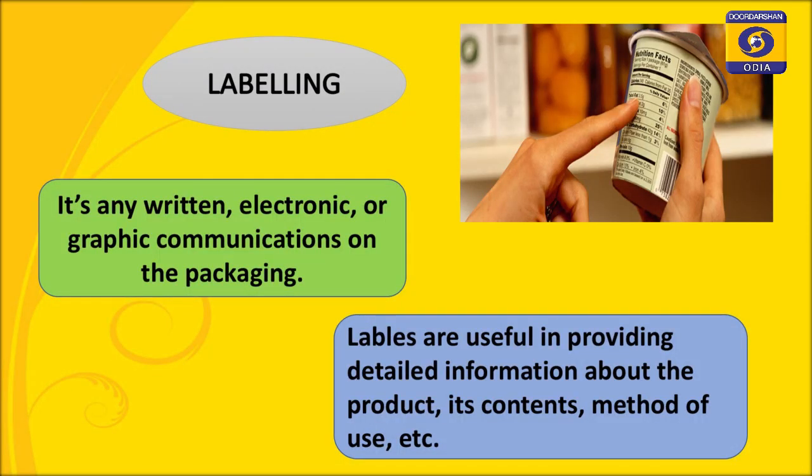So labels are useful in providing detailed information about the products, its contents, its method of use. आपने देखा होगा बहुत सारे प्रोडक्ट होते हैं जहाँ पे लिखा होता है कि डेट ऑफ एक्सपायरी क्या है, डेट ऑफ पैकेजिंग क्या है, डायरेक्शंस ऑफ यूज़ क्या है, प्रिकॉशंस क्या है. Do not, it should be kept away from the children, keep it away from your eyes, and if your skin is sensitive, don't use it. So these are the warnings which are provided by the manufacturer on the product through labeling.